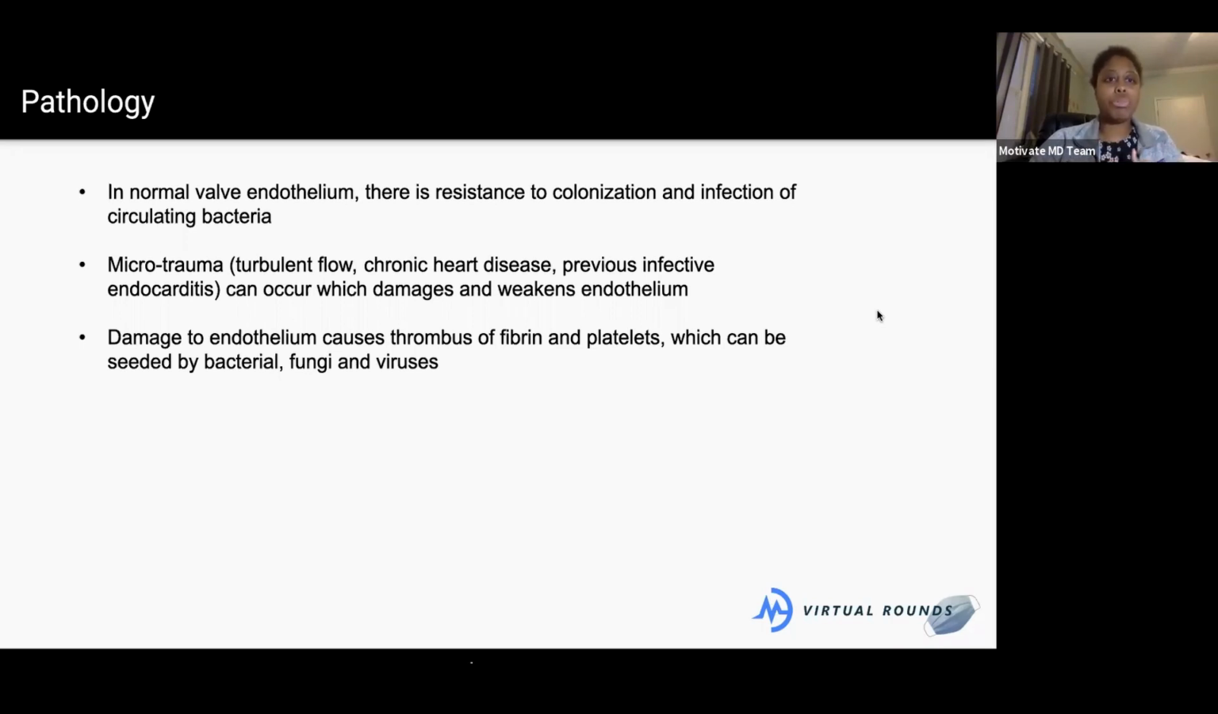However, micro trauma that can be due to turbulent flow for a long period of time, chronic heart disease, and previous bouts of infective endocarditis damages and weakens the endothelium and can ultimately cause formation of thrombi, which are basically fibrin and platelets stuck together. And these thrombi can be seeded by bacteria, fungi, and viruses.